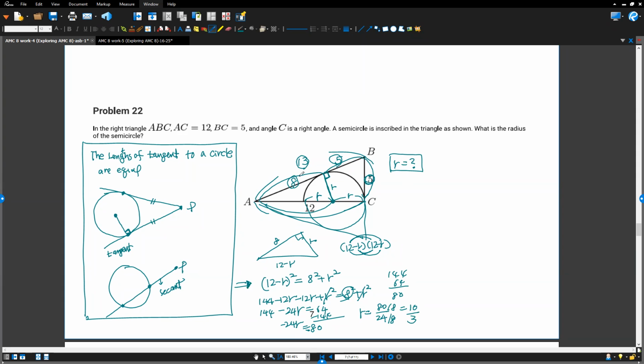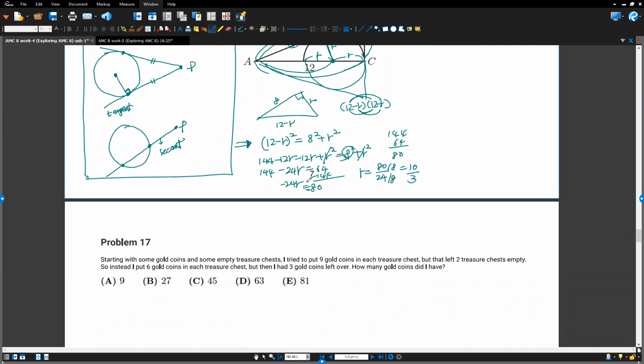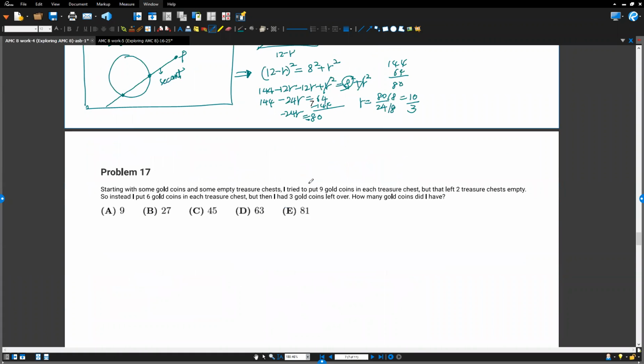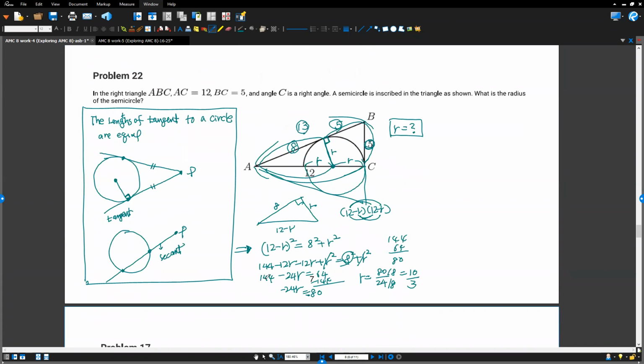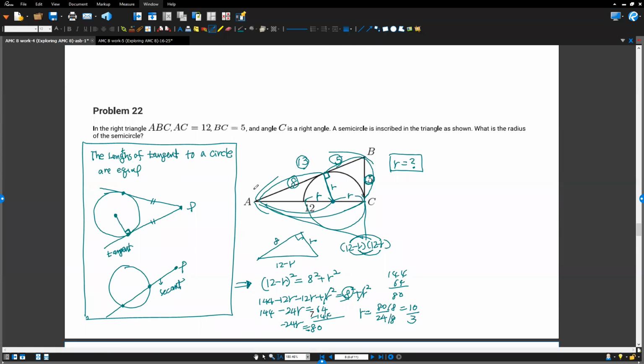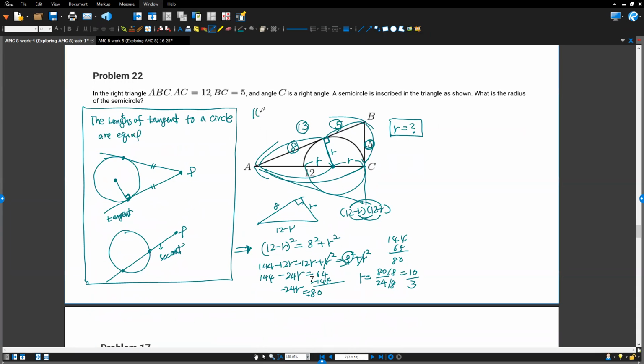Okay, you got the answer, check it out. Oops, there's no such answer. That is not one of the choices. Anyway, 10 over 3 is the answer, okay? Maybe the other way, you can try this one if you don't know how to expand this. Just a moment. I'm going to try the other way.